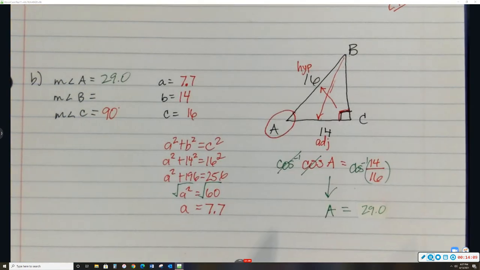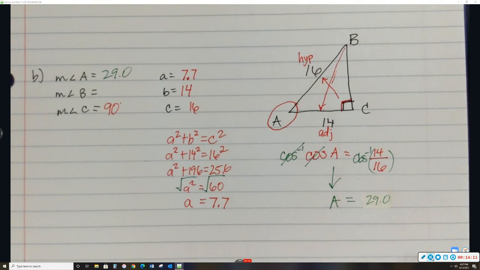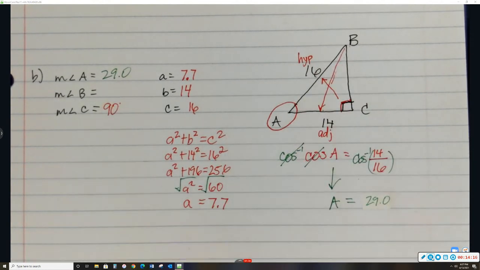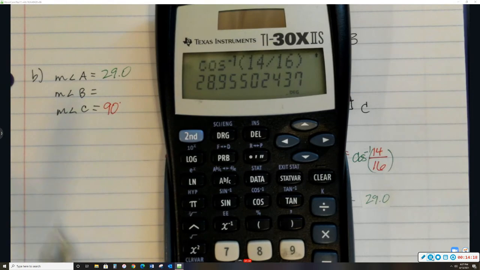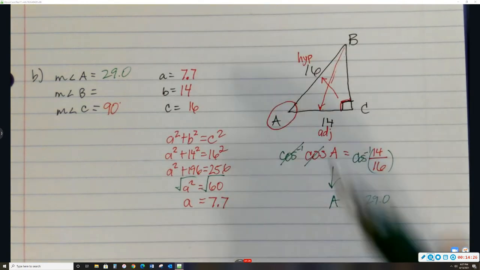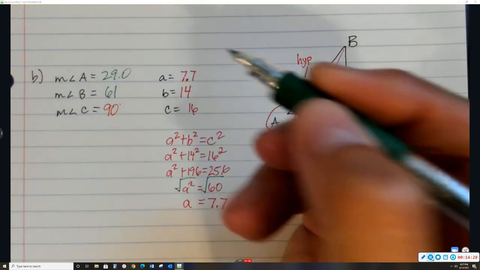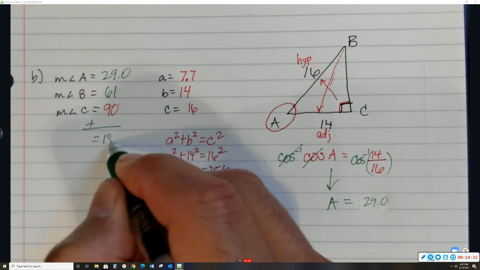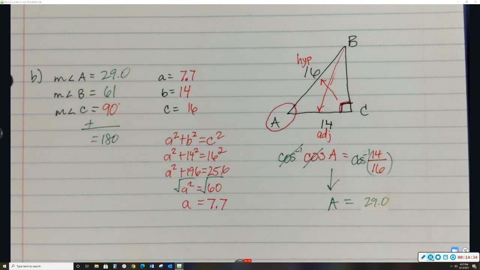And the good thing about this one is we don't have to do it again to figure out B. I can just subtract these two from 180 like I did for example A. So I take 180 minus 90 and minus 29, and that equals 61. So I know this is 61 degrees because those 3 angles added up have to equal 180. And that's it. Let's do some examples in class.